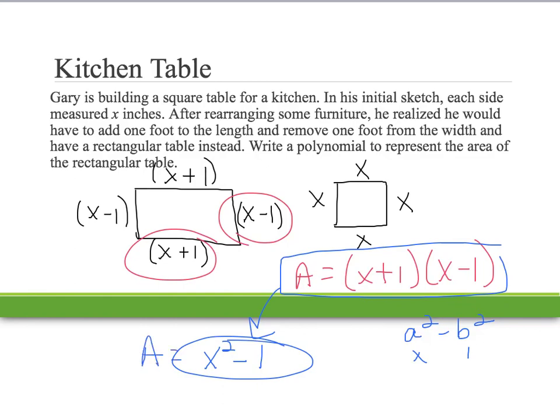You guys are going to try a couple more problem-solving exercises in groups.